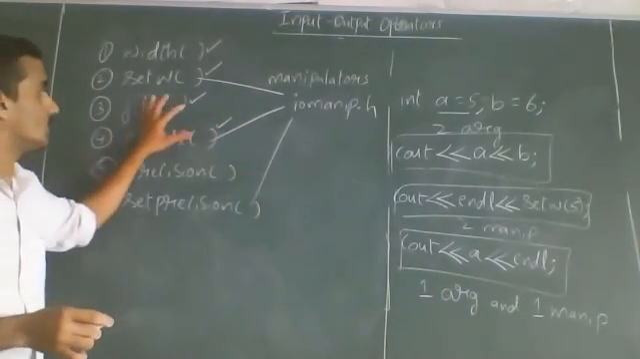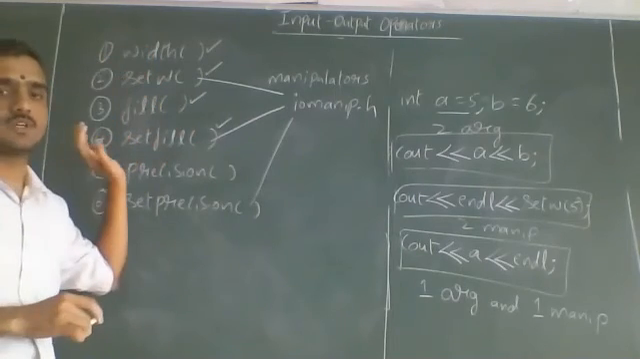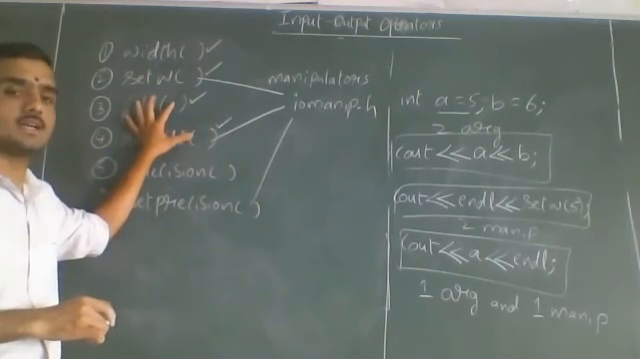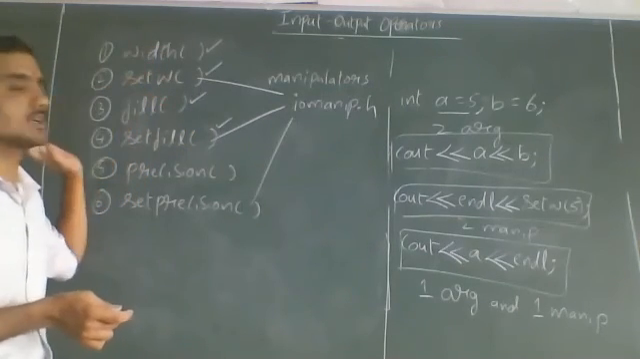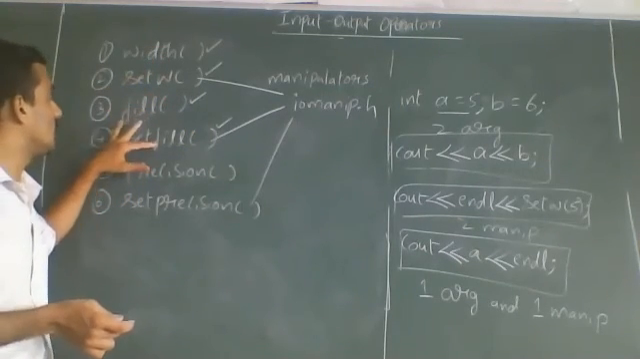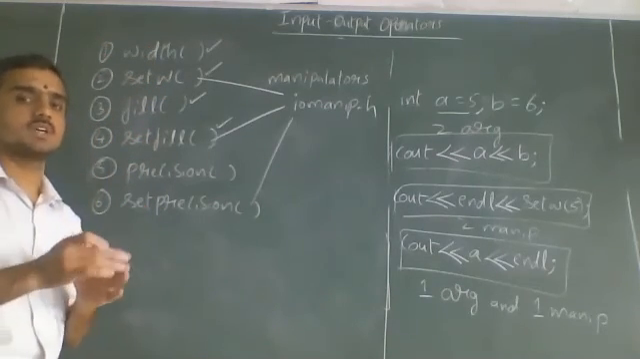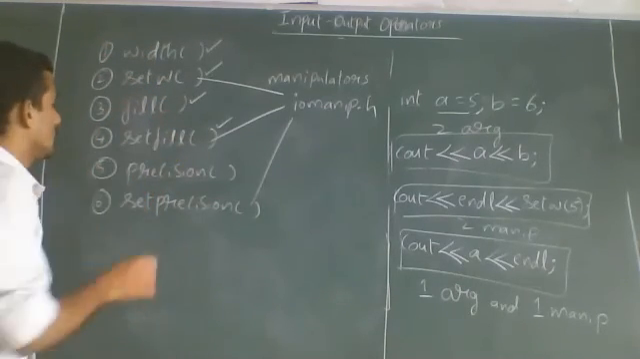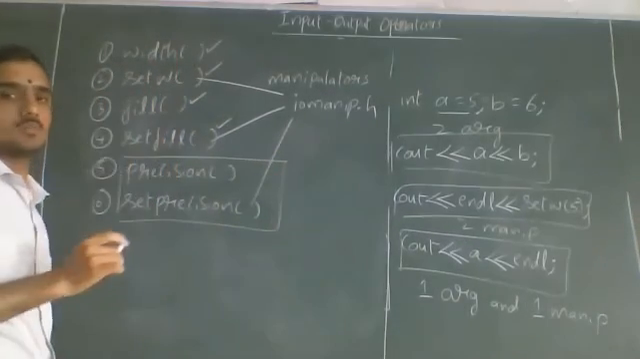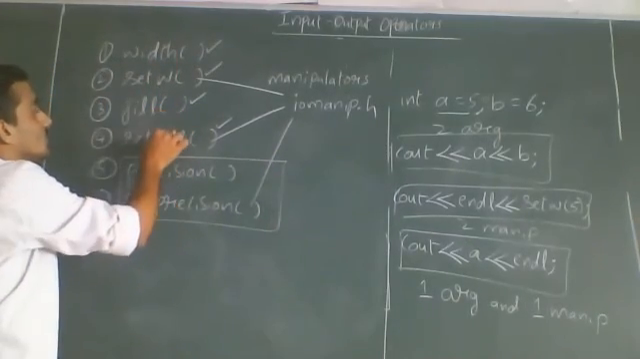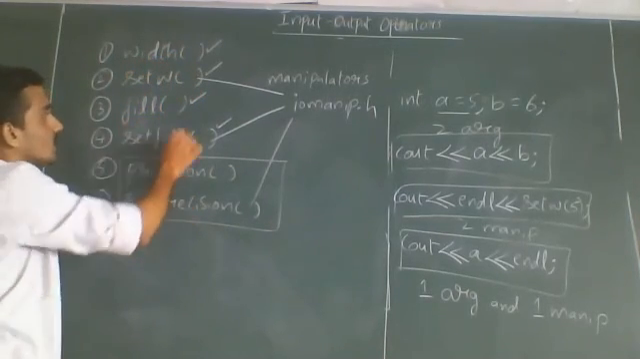Fill and setfill do the same functionality. That is, they fill the empty spaces set by either width or setw with any character we give. So before you use fill or setfill, first use width or setw to set the amount of space. In that space you fill the character. Precision and set precision are not linked with these functions.